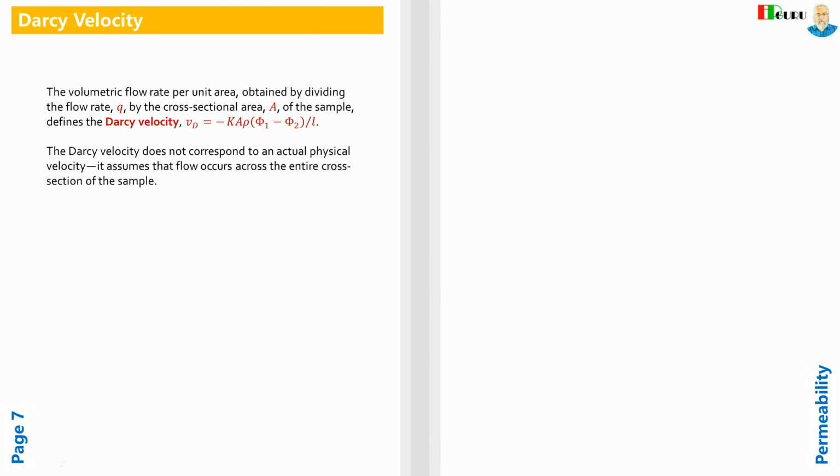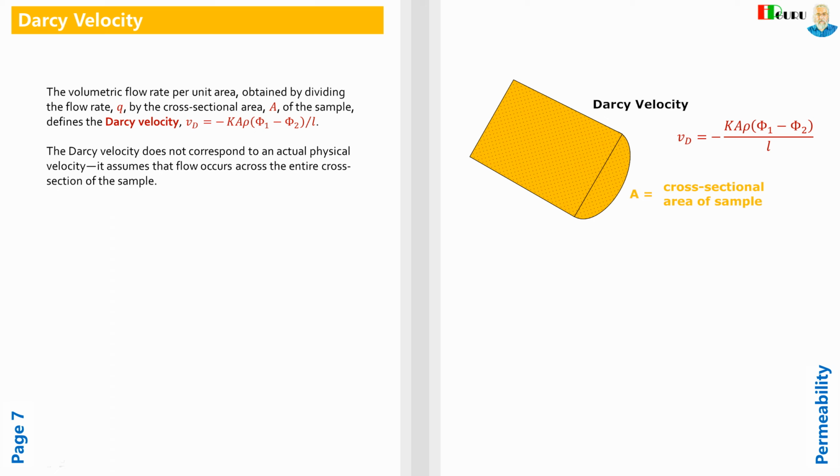The volumetric flow rate per unit area, obtained by dividing the flow rate by the cross-sectional area of the sample, defines the Darcy velocity. The Darcy velocity does not correspond to an actual physical velocity. It assumes that flow occurs across the entire cross-section of the sample.